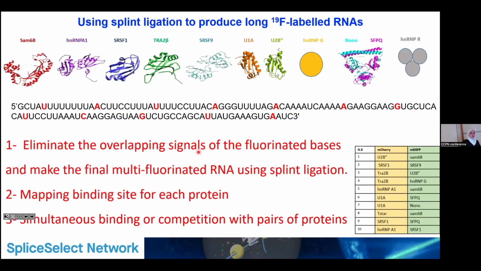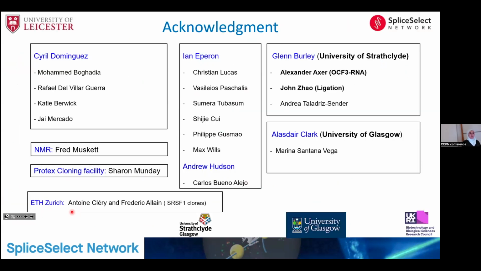So this is the future work: to eliminate the overlapping signals of the fluorinated bases and make a final multifluorinated RNA using splint ligation, then map the binding site of each protein. We already overexpressed 6 of them in the lab. Then we will look for any concurrent or competitive binding of these proteins to our RNA. That's it.